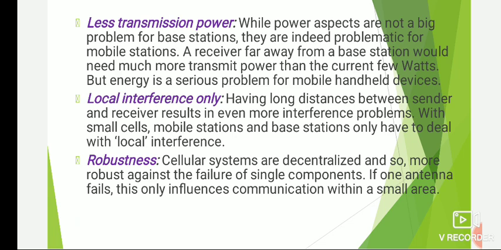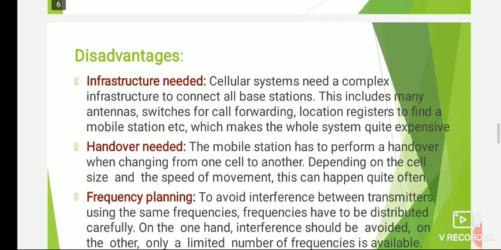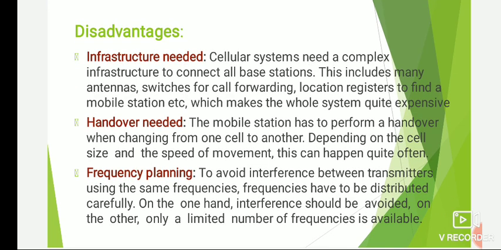Then robustness. Cellular systems are decentralized and so more robust against the failure of single components. If a single component fails in a cellular system, it is enough to replace that single component. If one antenna fails, this only influences communication within a small area. If it is a large area, all the signals will be barred. So, that is an advantage of having the cellular system in a smaller area.